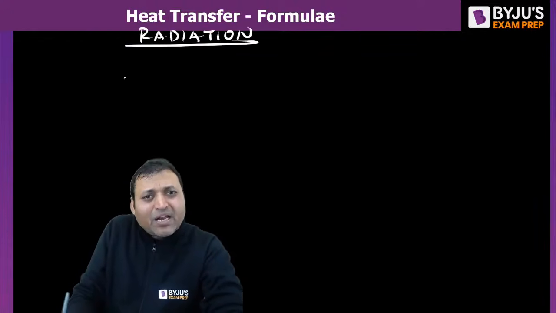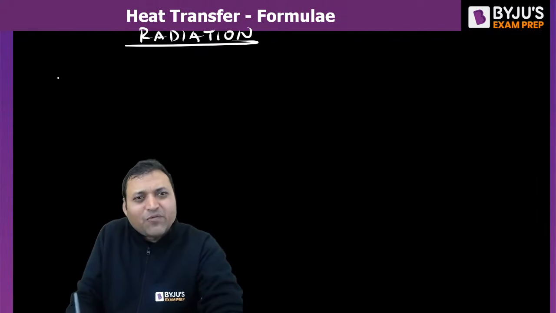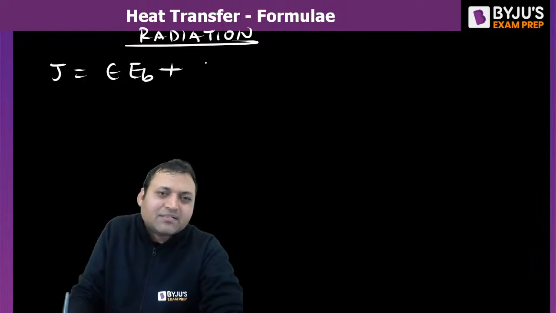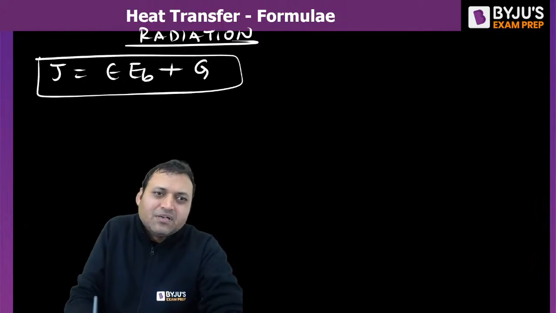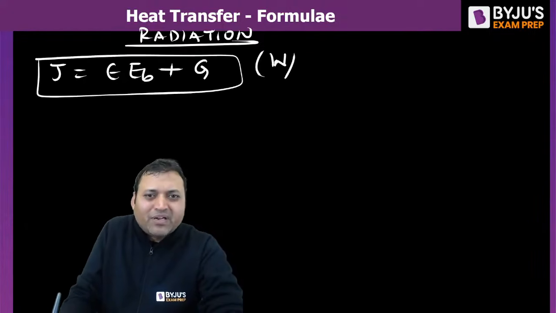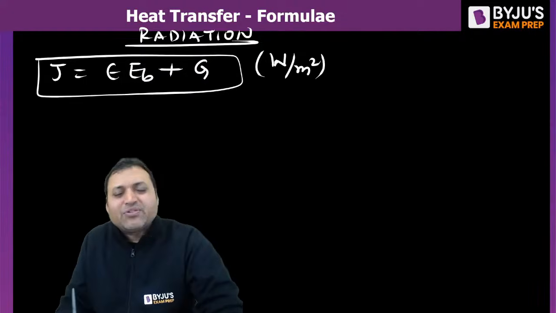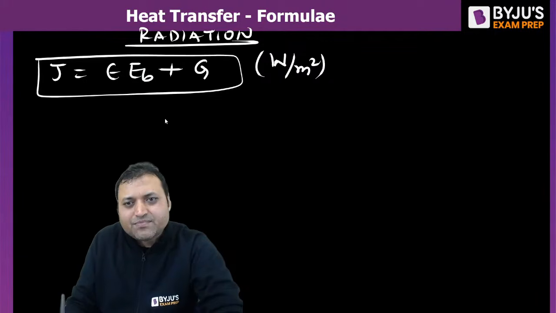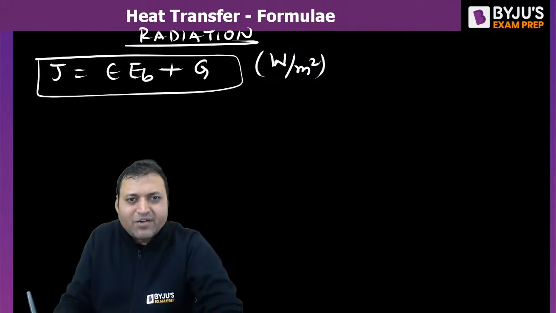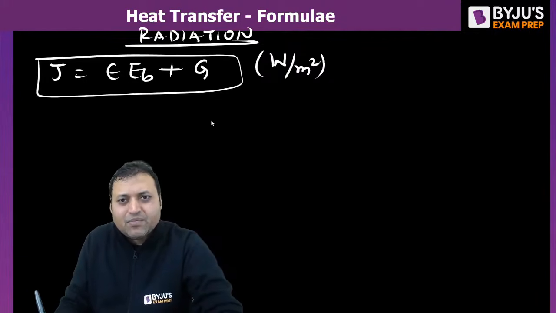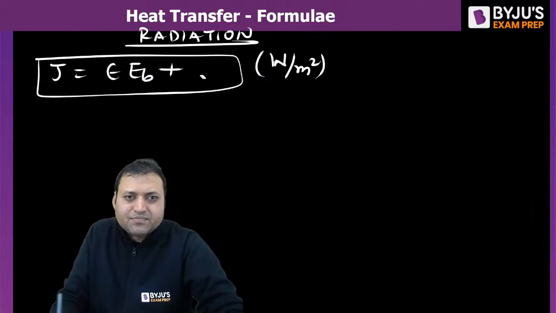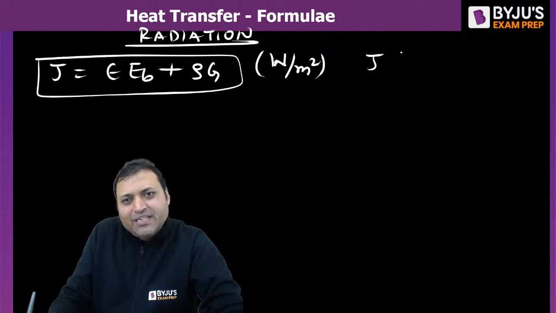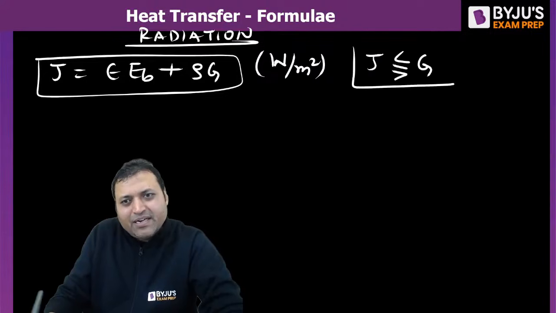The most important formula, the very first formula, that is J, radiosity, is epsilon EB plus G. That is the radiosity, watt per meter square. That is the relation between radiosity, emissive power, and insolation. Sorry, it will be plus rho G. Epsilon EB plus rho G. So J can be less than, equal to, or greater than G.